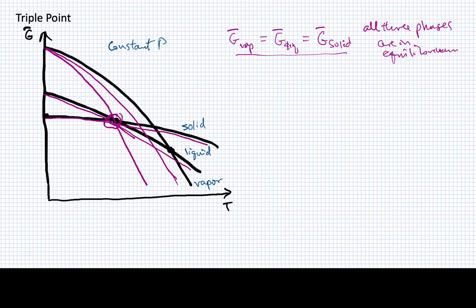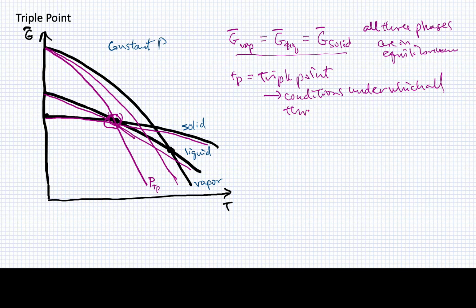What we have defined here for this particular pressure, which will be the same for both the solid and liquid, we'll call this pressure TP, where TP is triple point. The triple point is the point where all three phases are in equilibrium at the same time. So it represents the conditions under which all three phases coexist, and they will be in equilibrium.